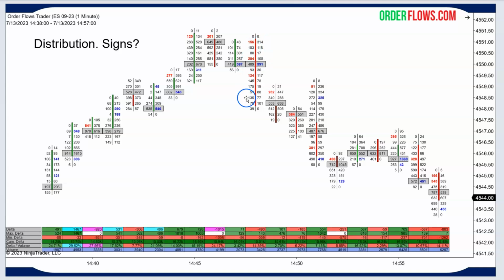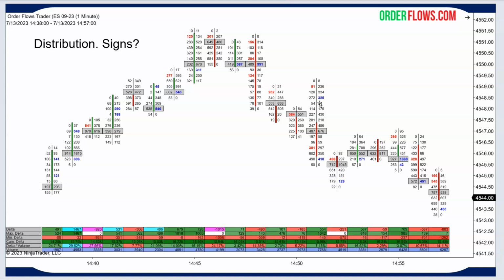I'm looking obviously for selling imbalances. You've got them here. Got my buying imbalance here. I've got my buying imbalance here. I've got my buying imbalance here. So when I have a buying imbalance in a red candle, it's telling me there were heavier offers than what was trading on the bid, right?